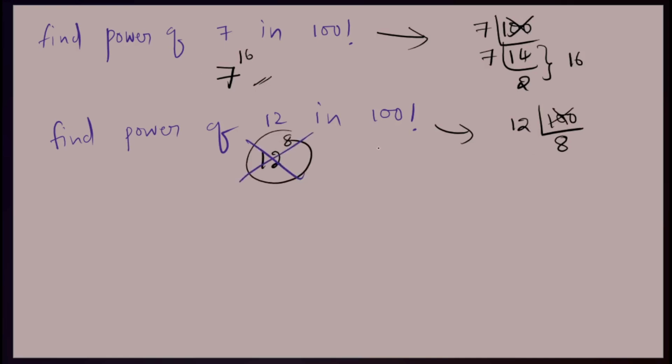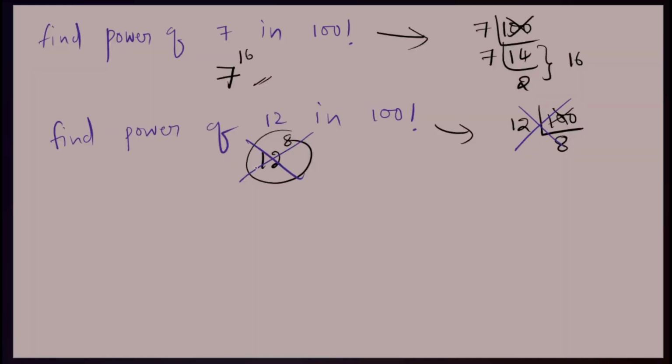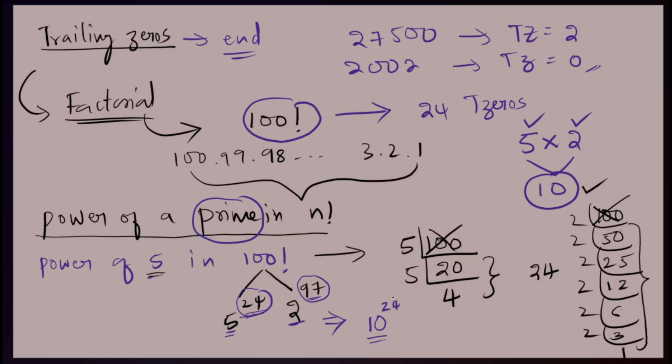This is absolutely wrong, because I clearly told you that it is a power of a prime in n factorial. Because this 12 is not prime, you cannot proceed with this method. So how did we do it for the power of 10? 10 is also not a prime number. So we found the power of 5s and the power of 2s, then we found out the power of 10.